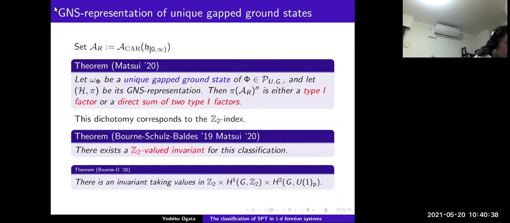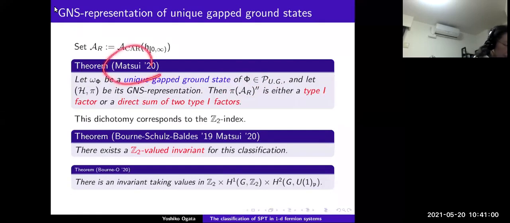And let H_π be its GNS representation. Then Matsui showed that the von Neumann algebra generated by this range of π_AR is either a type I factor or a direct sum of two type I factors.